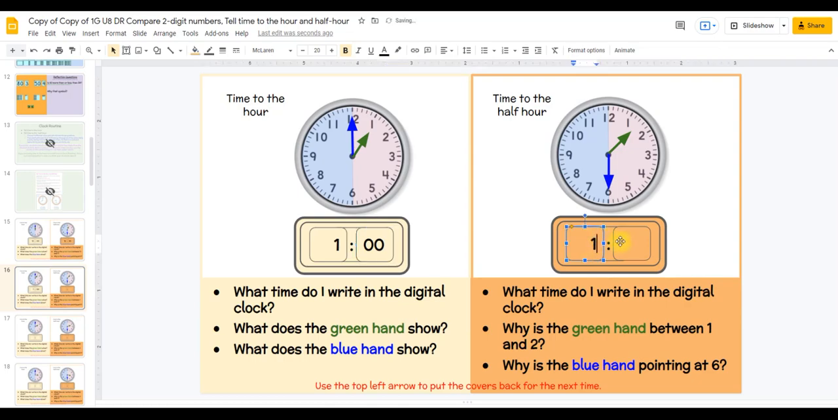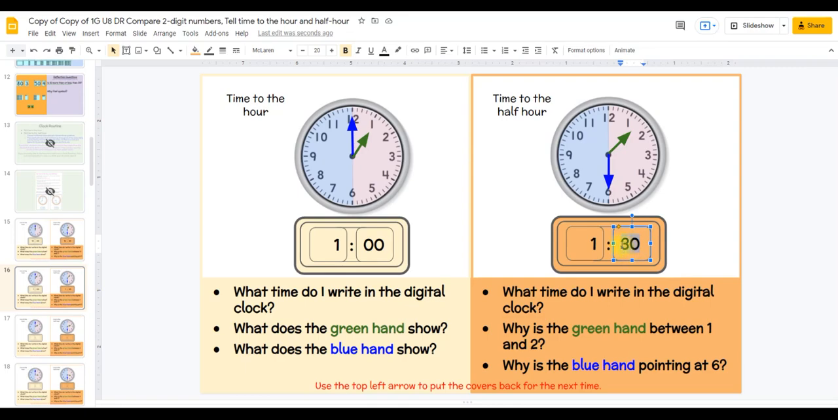What time do I write in the digital clock? Class, 1:30. Boys and girls, why is the green hand between 1 and 2? And the class would say, because it's halfway around the clock. We're halfway between the hours of 1 and 2. Why is the blue hand pointing at the 6? Because the 6 shows that we're halfway around the clock, and halfway is 30 minutes.